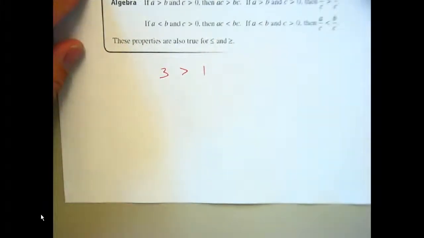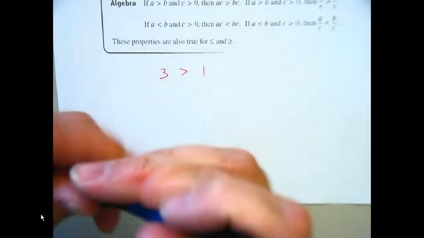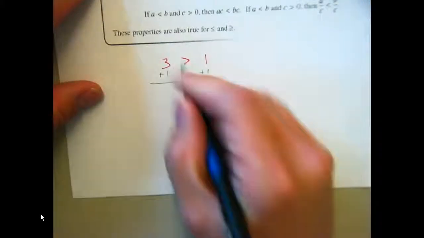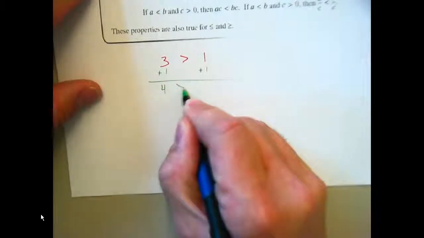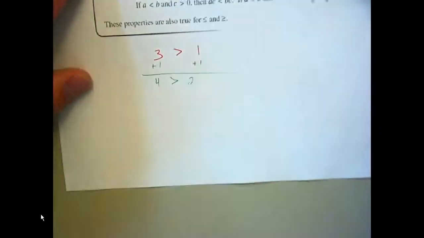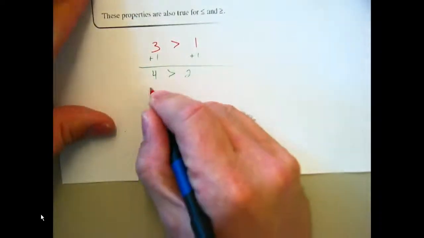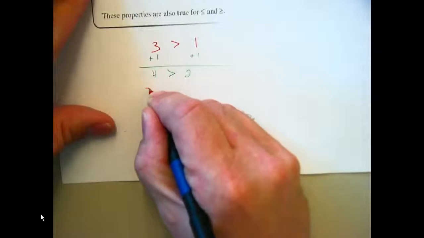So like 3 is greater than 1. Everyone agrees, right? Okay, so 3 is greater than 1. Now we're going to add some other values to that. So when I add a value to each side, I end up with 4 is now greater than 2. It's still true, correct?